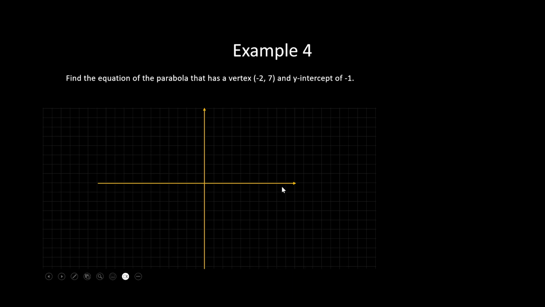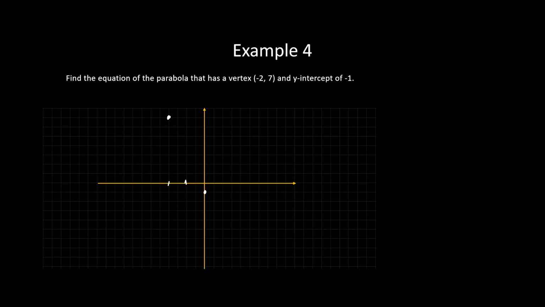So here we need to find the equation of a parabola that has this vertex and this y-intercept. They didn't give us a plot, they just gave it to us in words. So here's the vertex at negative 2, 7. So here's 1, 2, 3, 4, 5, 6, 7. I'm going to take two units in the x. So here's the vertex, and the intercept is negative 1. So it's over here.